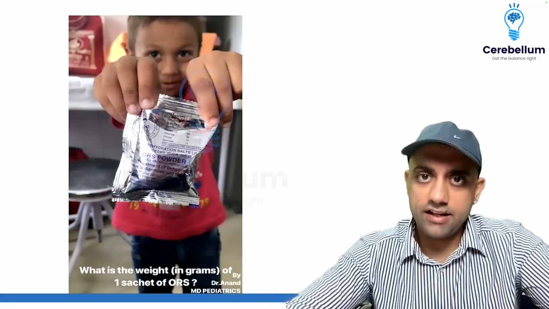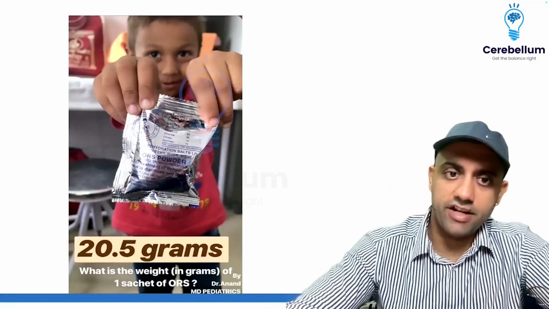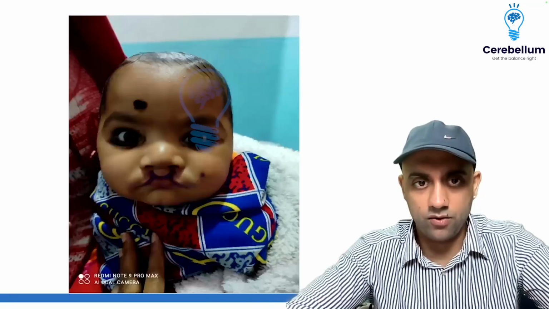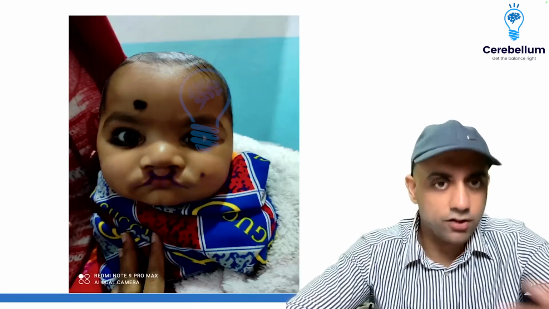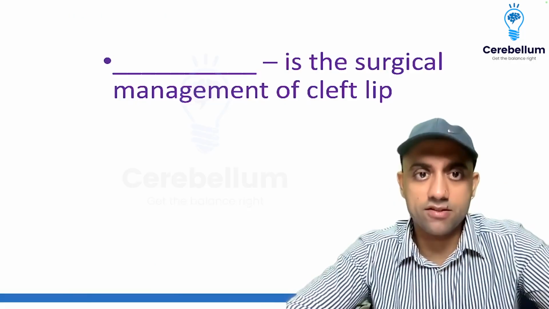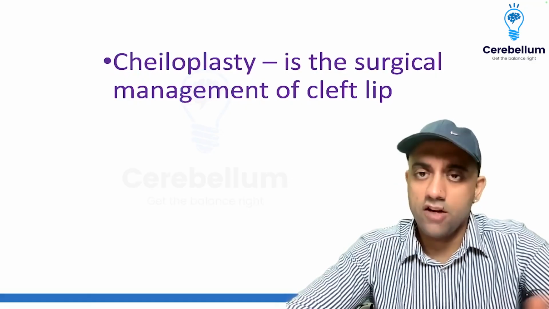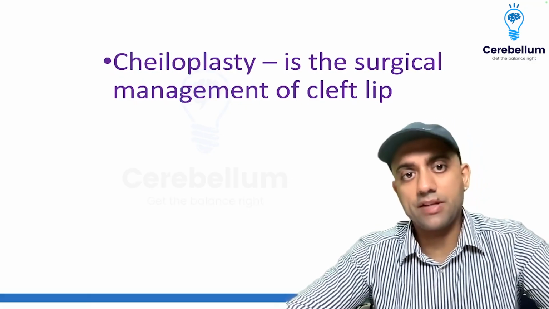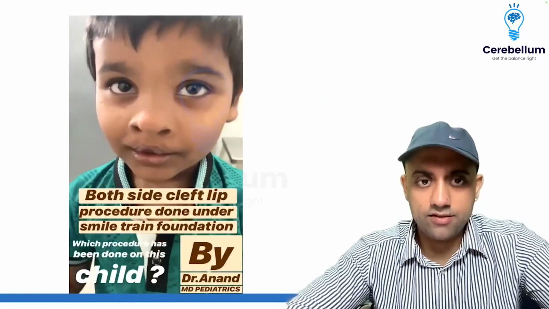The ORS packet we have already done in the diarrhea chapter, detailing sodium and potassium, so I'll not repeat it again. Very beautiful. See, this is a case of cleft lip, actually, so you have to check the palate. This is a case of bilateral cleft lip, and the name of the surgery is cheiloplasty. I told you, for surgical management of cleft lip we use cheiloplasty. On this side also, both-side cleft lip procedure was done under the Smile Train Foundation.